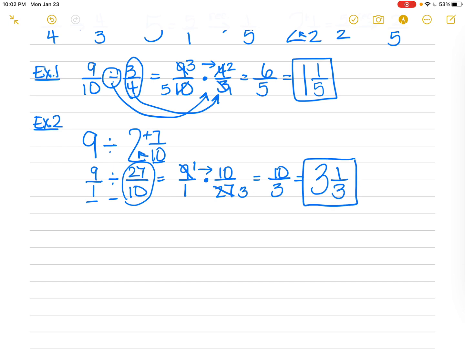Remember, a lot of y'all are getting a lot of points taken off for not simplifying, so don't forget to simplify.